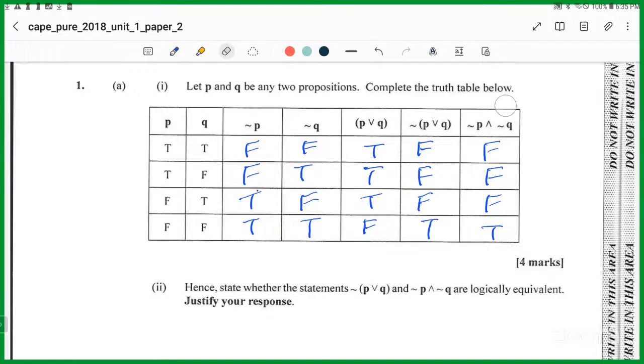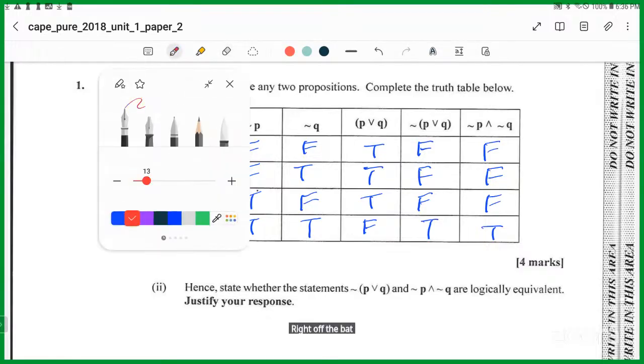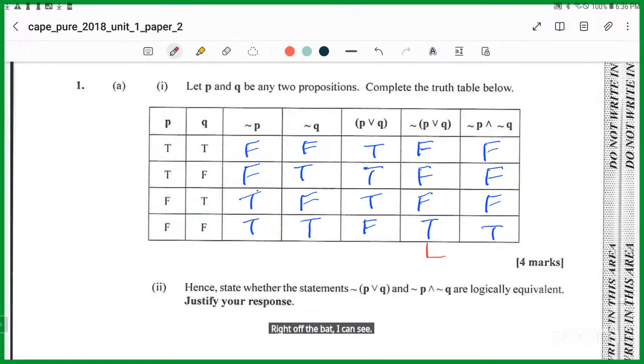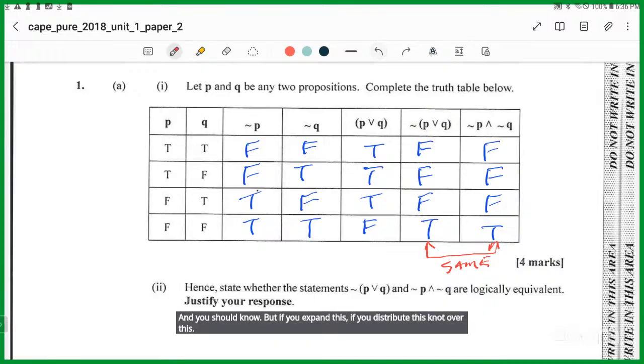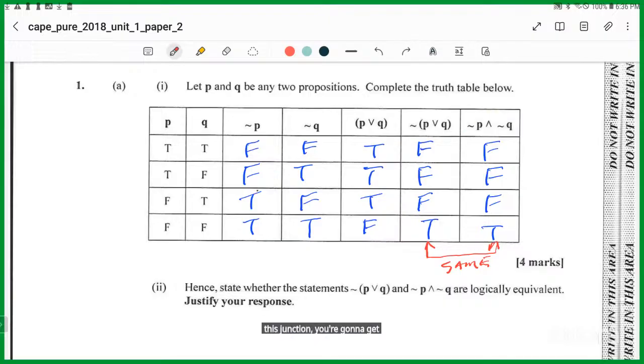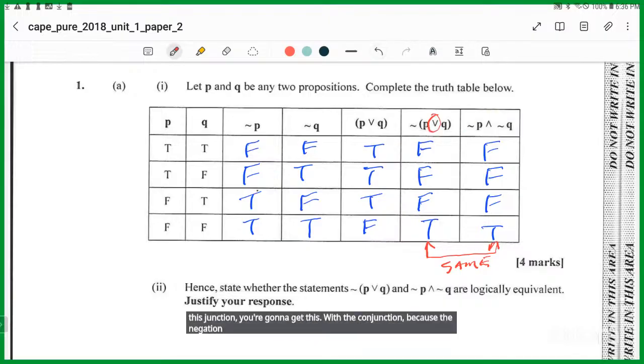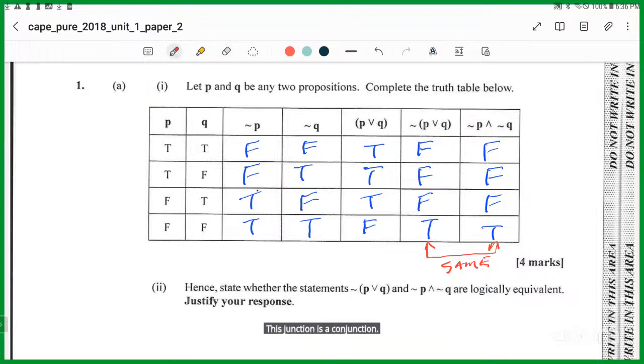That's it. Right off the bat, I can see that these two are the same. So they are logically equivalent before they even ask me, because they have the same values. And you should know that if you distribute this negation over this junction, you're going to get this with the conjunction, because the negation of a conjunction, this junction is a conjunction, or the negation of 'or' is 'and'. All right, so these two are logically equivalent.